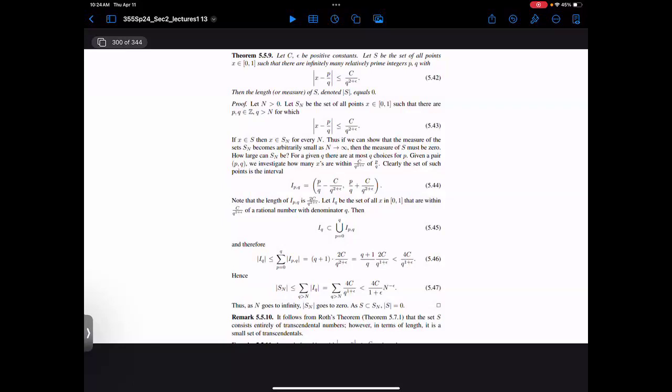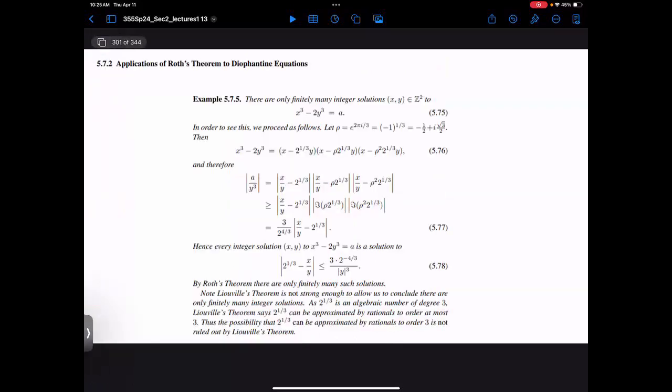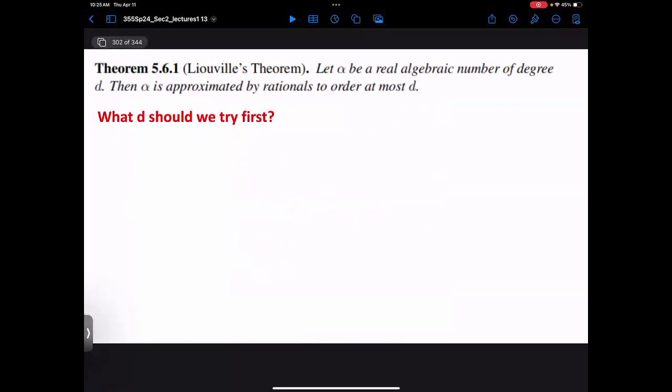If you want to talk a little bit about a sense of how much of the interval 0, 1 is actually taken up by numbers that can be approximated to a given degree, if you've done some real analysis, you can look at something like this. The next slide, which again I'm not going to really cover, is applications of Roth's theorem. You can use it to bound how many solutions you can have to certain equations, like x cubed minus 2y cubed equals an integer a. You can show that there's only finitely many solutions to something like that by Roth's theorem.